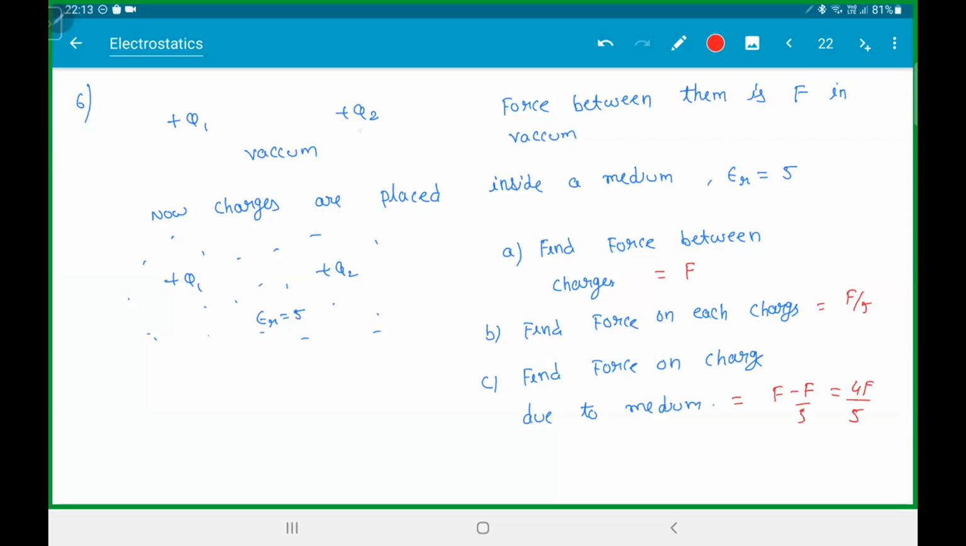See, the force between them is F. The net force is F by 5. That means the medium is pulling with 4F by 5, no? Is that making sense? So that is one more thing we can add.